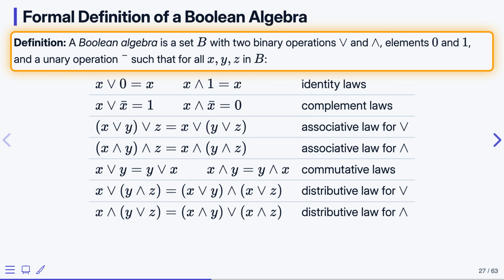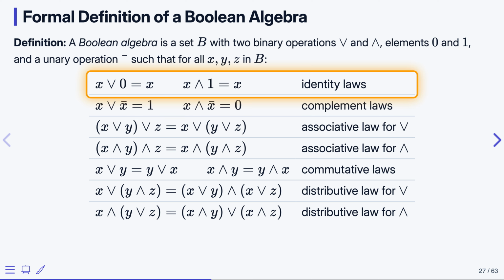Now the abstract definition. A Boolean algebra is any set B with two operations. One is written as a V and it acts like the sum. The other is written as a wedge and it acts like the product. The set also has two special elements, 0 and 1, and a complement. It must obey these laws.